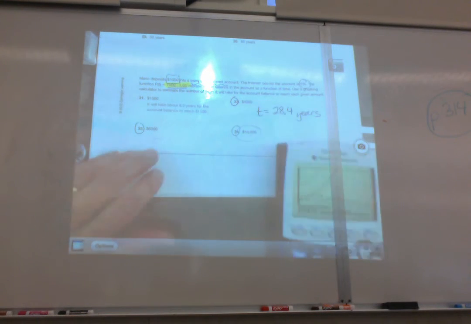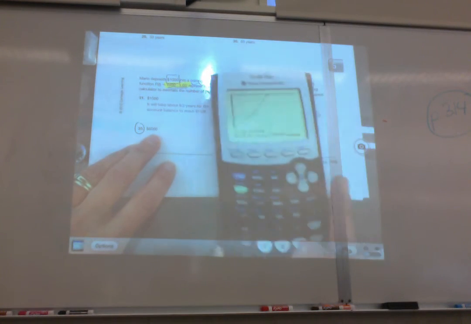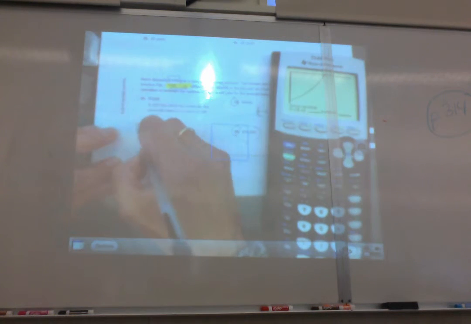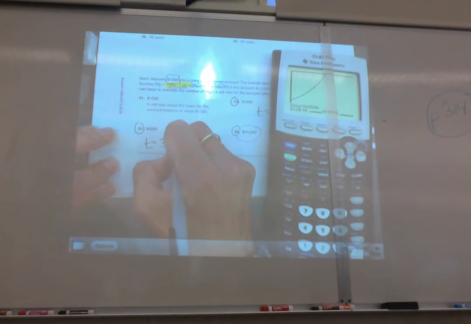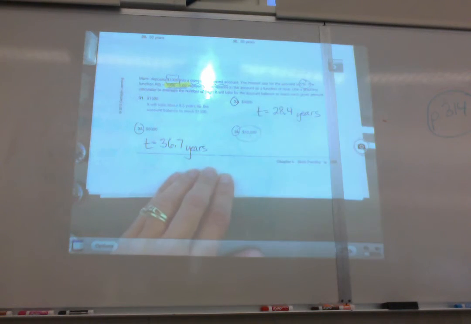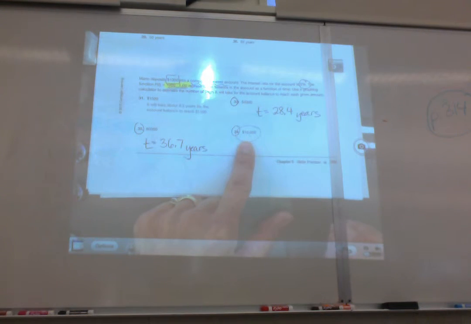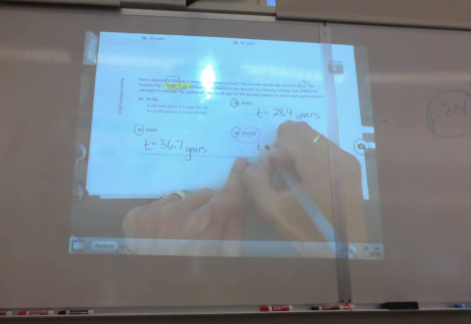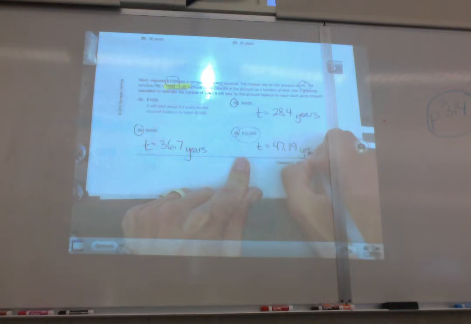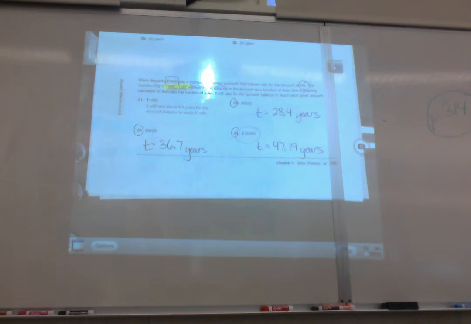Middle tables, what'd you get for 6,000? T equals 36.7 years. Okay, does that table agree? Okay. These two, 10,000. Were you able to find? 47.19. 47.19 years. Other questions on the packet?